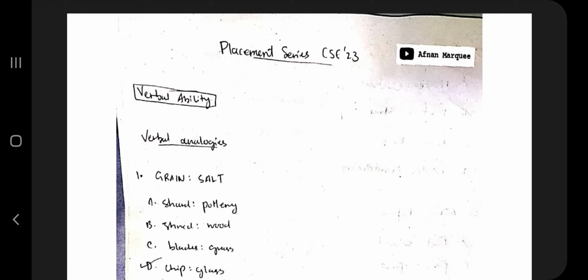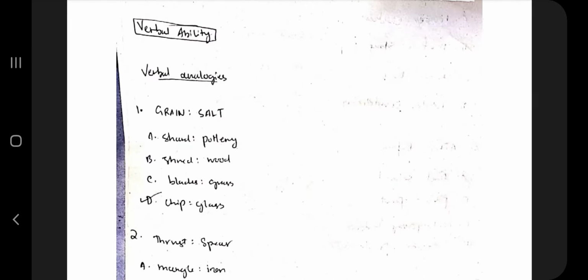Okay, so let's get started. Grain is to salt. The closest option is chip is to glass, because how does salt exist? In the form of grains. And what is glass? If you break the glass, it will form small chips.